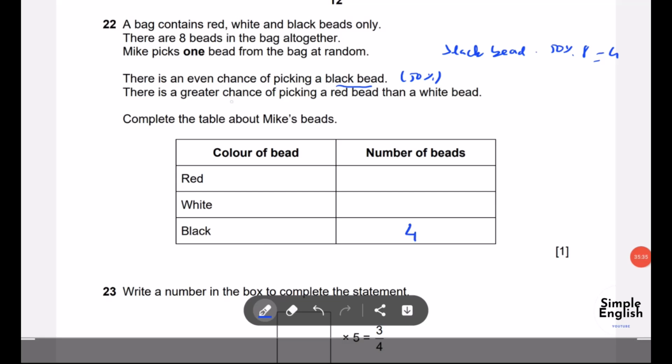There is a greater chance of picking a red bead than a white bead. So that means the red bead plus the white bead equal 4. The red bead must be greater than the white one. So that means red is 3 and white is 1.